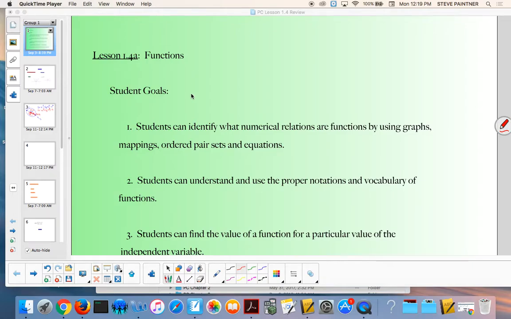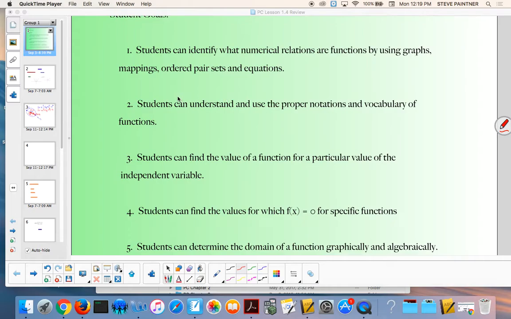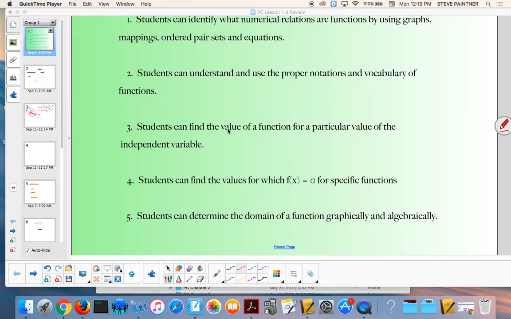Here are the goals of chapter 1.4. Students can identify what the numerical relations are, functions, by using graphs, mapping, ordered pairs, and equations. So what's a function? That's the question. Students can understand and use the proper notation and vocabulary of functions. Students can find the value of a function for a particular value of the independent variable.